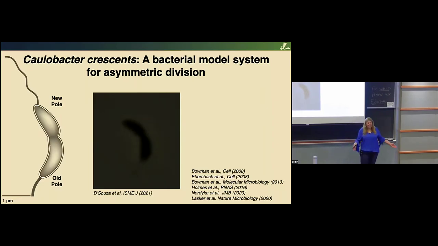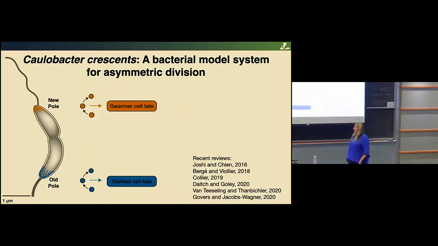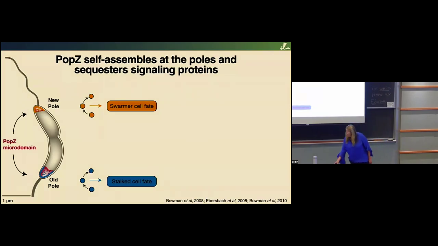We don't have membranes. We can't compartmentalize in the way that we thought about before. However, over the years, the community realized that there are different enzymes that go to the two different poles of the cell. One set of enzymes drives what we call the new pole behavior, and another set of enzymes drives the old pole behavior. For the sake of the talk today, we're going to focus on how they get there, or what brings them there, and what gets them there is this POP-Z protein.